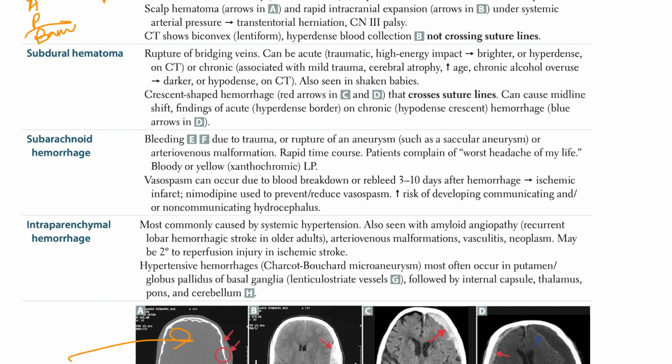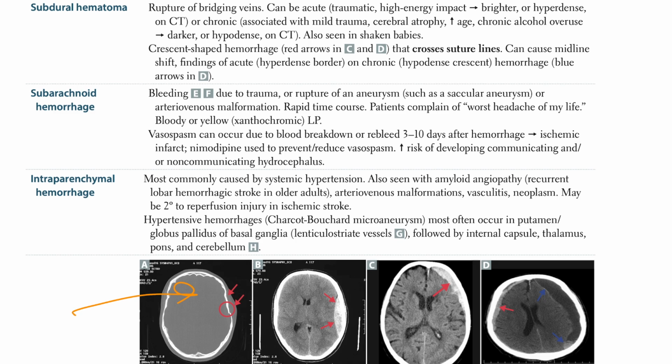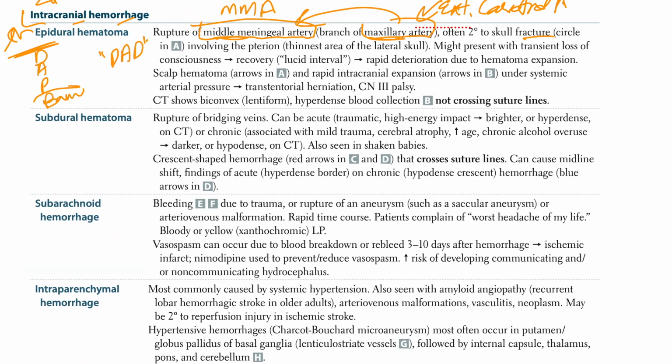So here's the picture. If you take a look, you have a fracture of the bone here, and that causes epidural hematoma involving the pterion. Pterion, what is a pterion? It's the thinnest part of the lateral skull. Pterion is basically where all the bones on the lateral side join together, and it is the thinnest part of the lateral skull.